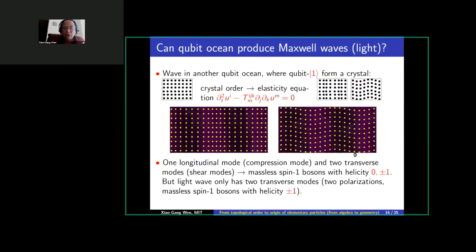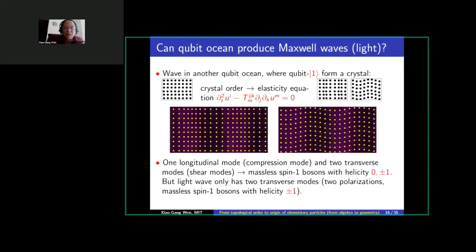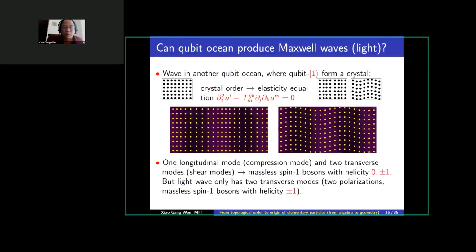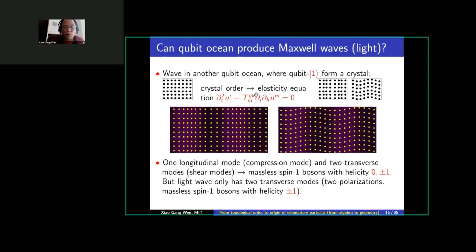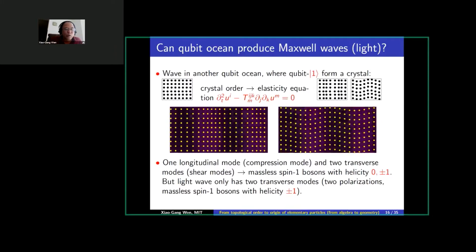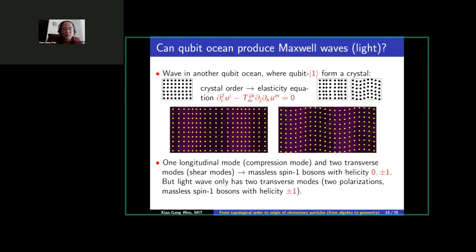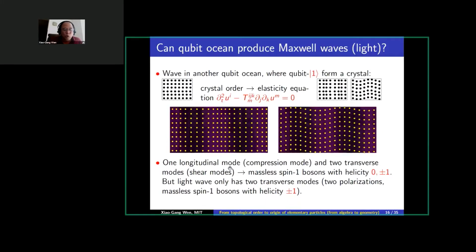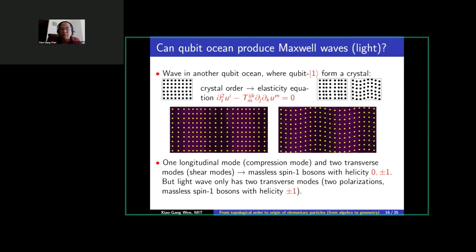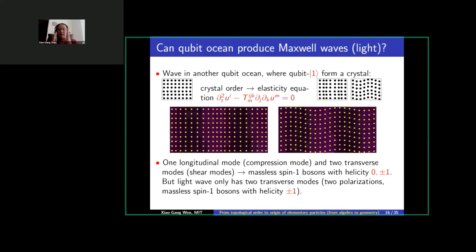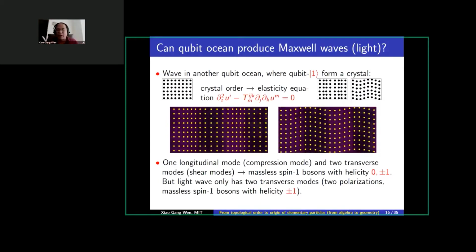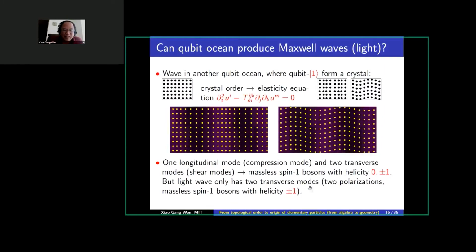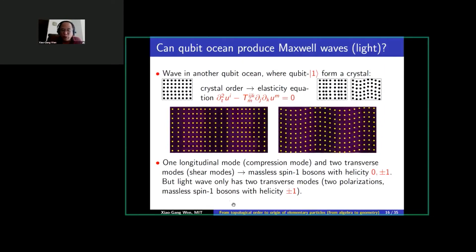And so therefore the waves in the crystal are described by a different wave equation. We call that the elasticity equation. And this equation, the wave in the crystal, has one longitudinal mode, but two shear modes, two transverse modes. Because in 3 dimensions we can shear either up or down or left or right. They have two directions to shear. So it's kind of like a spin one boson, but it's too much.